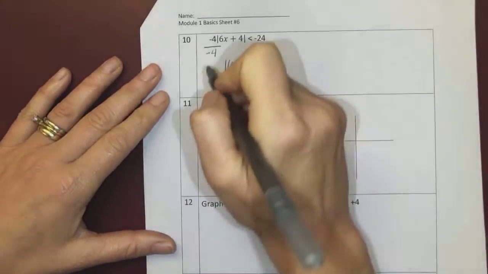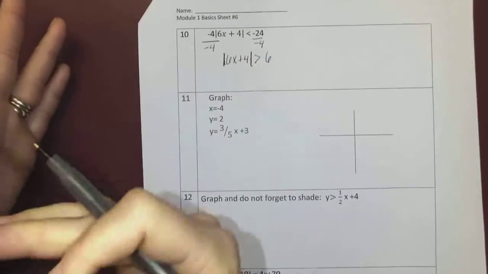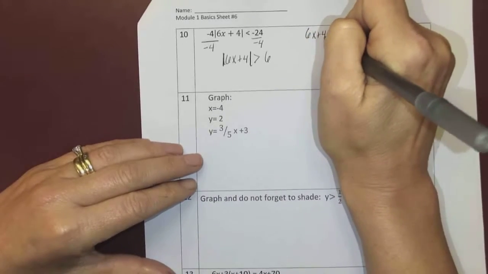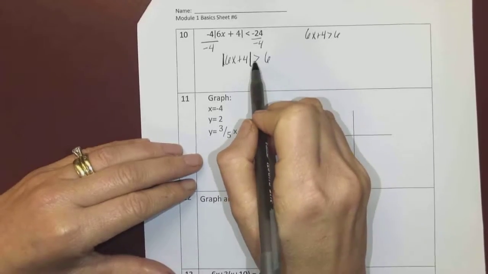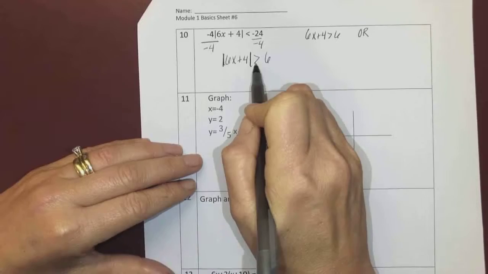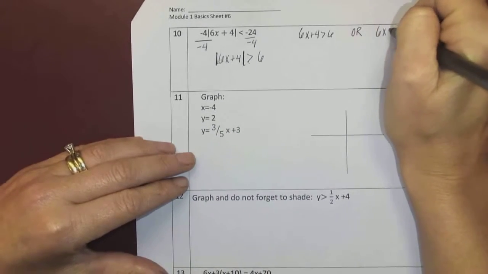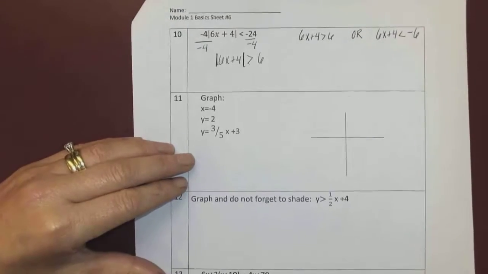Now I'm going to write two equations like I do when I have an absolute value inequality or equation. I write 6x plus 4 greater than 6, the original one without the bars. If it's greater, we write or. I actually say greater when I read that in class. The other one would be 6x plus 4 less than -6.